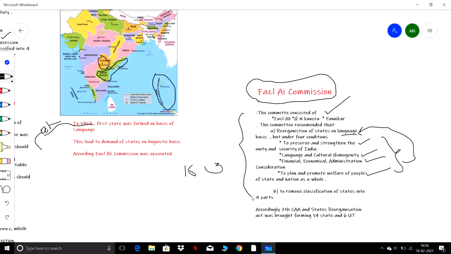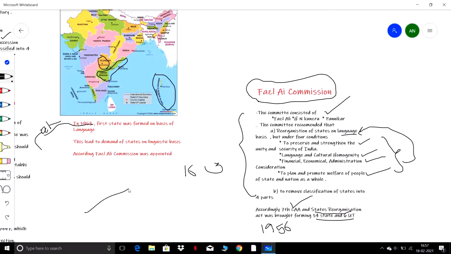Considering these recommendations, the Government of India enacted the 7th Constitutional Amendment Act and the States Reorganisation Act in 1956. Accordingly, 14 states and 6 union territories were formed.